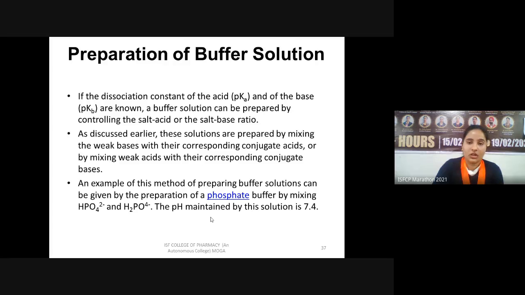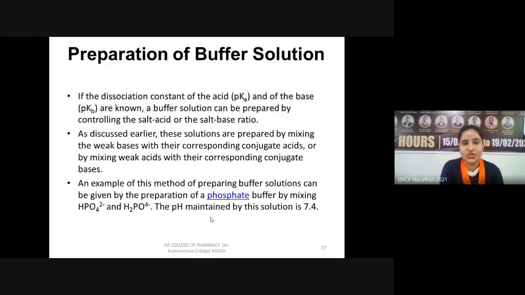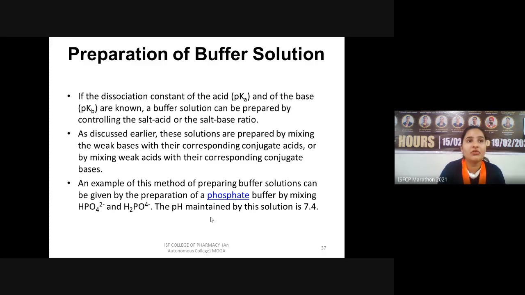How is the preparation of a buffer solution done? If the dissociation constant of the acid, pKa, and that of the base is known to us, the buffer solution can be prepared by controlling the salt-to-acid or salt-to-base ratio. The equation we will apply here is the Henderson-Hasselbalch equation. We will discuss that equation. By knowing the dissociation constant, we can easily prepare the buffer solution.